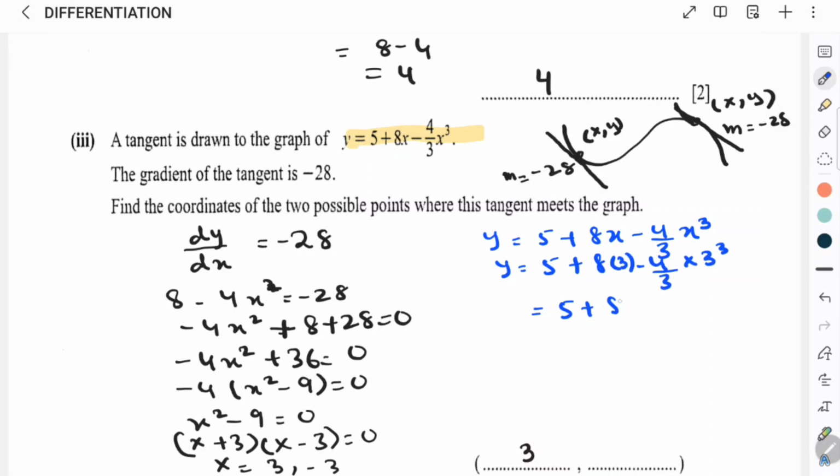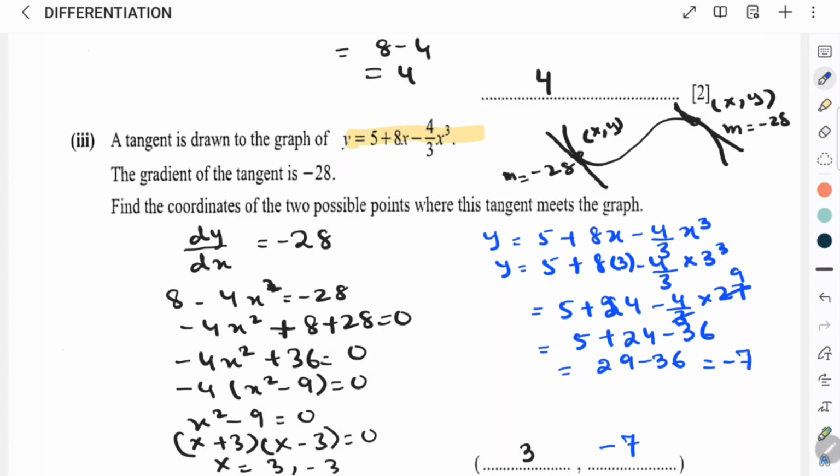3 8 times is 24. And then minus 4 over 3 into 27, which is 9. 5 plus 24 minus 36, which is 29 minus 36. And 29, which is 7, minus 7.